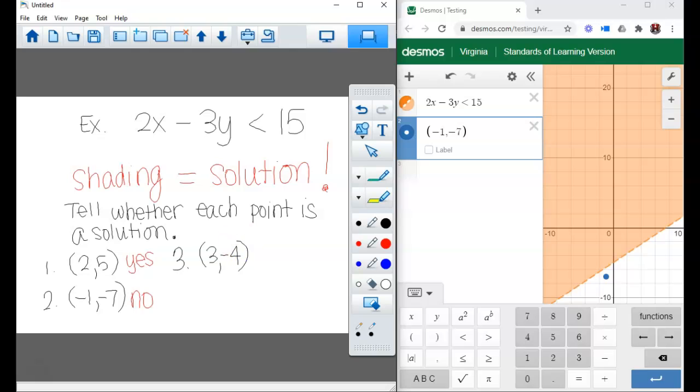All right, let's try (3, -4). So let's delete this point. Get your second line again and do parentheses, 3, comma, -4. Green dot this time. Notice, it's not in that orange shaded area, so this would be a no.